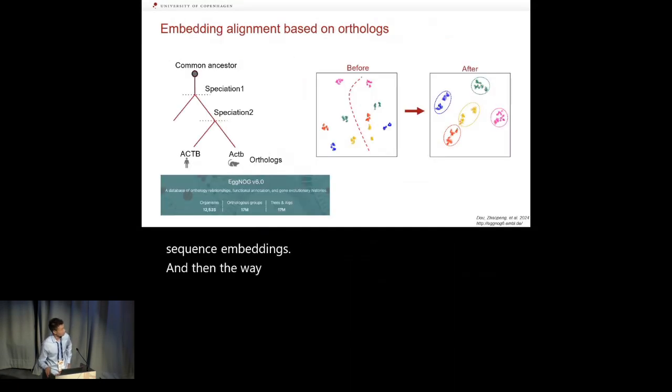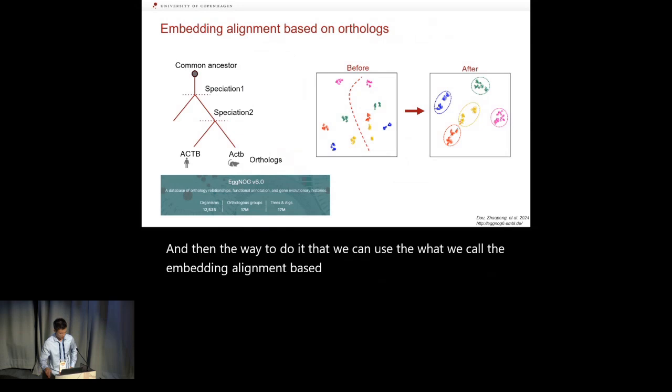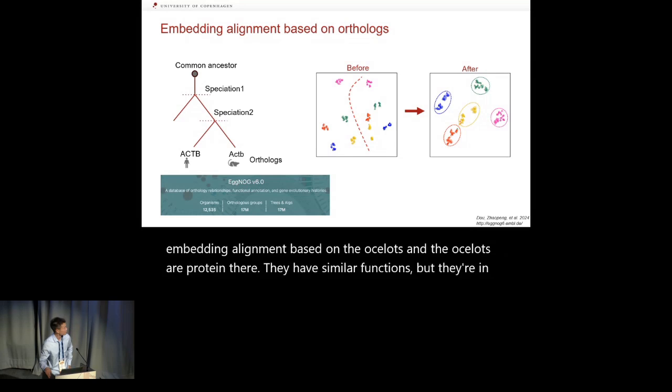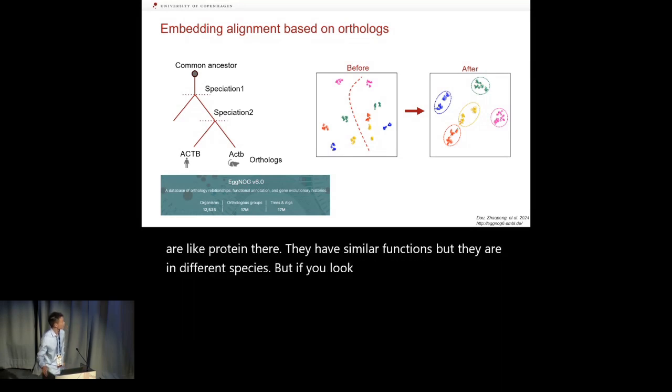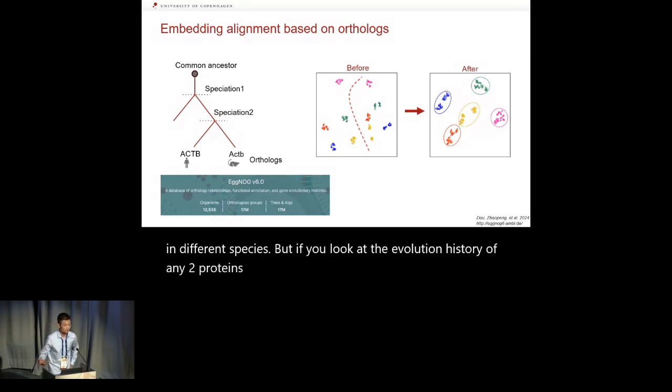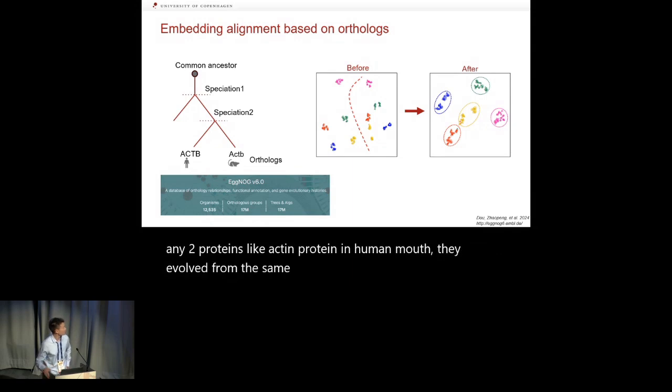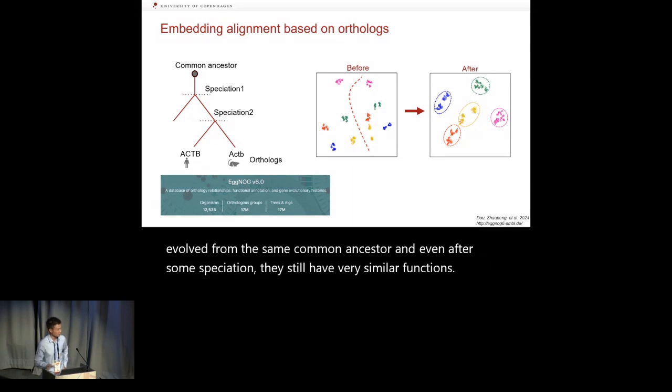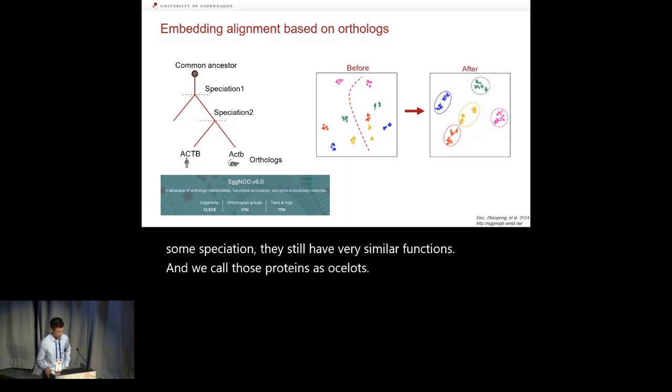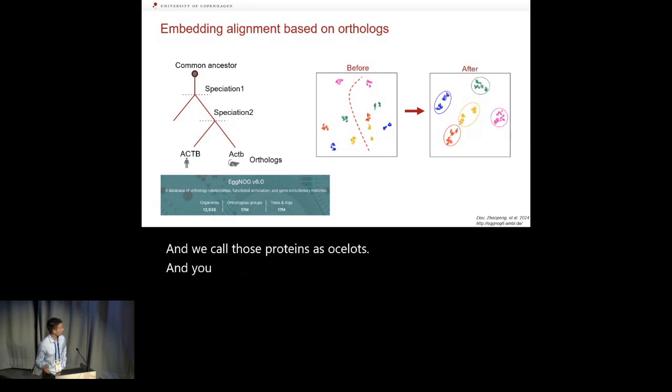The way to do it is what we call embedding alignment based on orthologs. Orthologs are proteins that have similar functions but are in different species. If you look at the evolutionary history of any two proteins, like the actin protein in human and mouse, they evolved from the same common ancestor. And even after speciation, they still have very similar functions. We call those proteins orthologs, and you can get them from a database called eggNOG. And then I will show you how we do the embedding alignment.